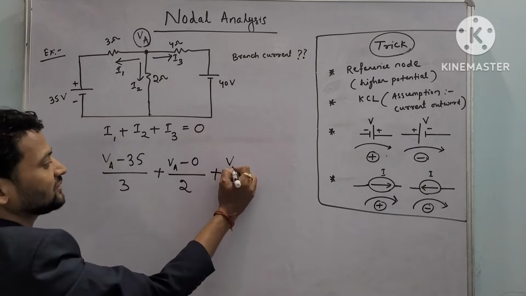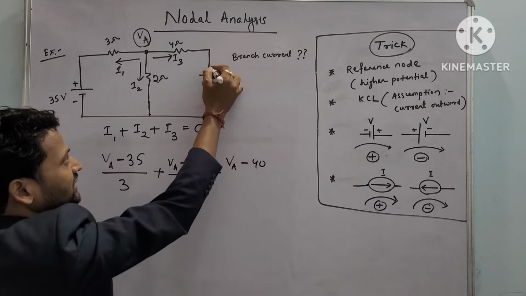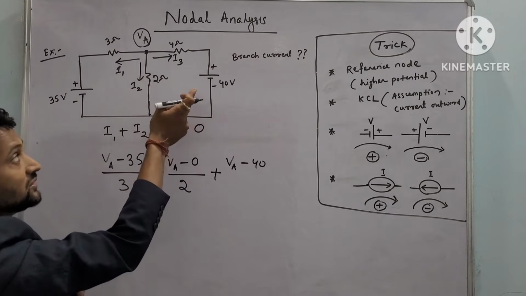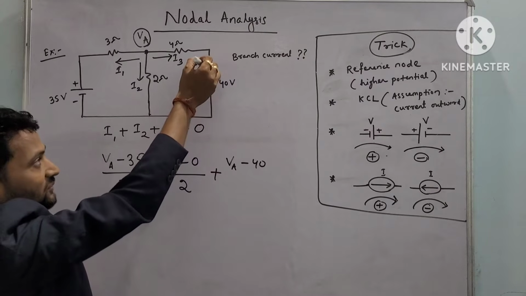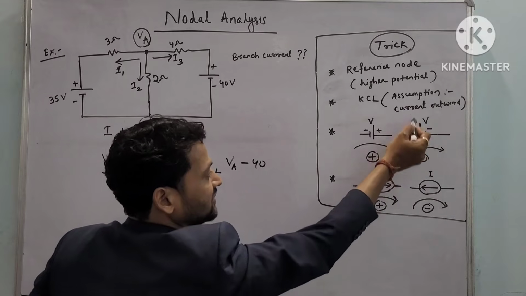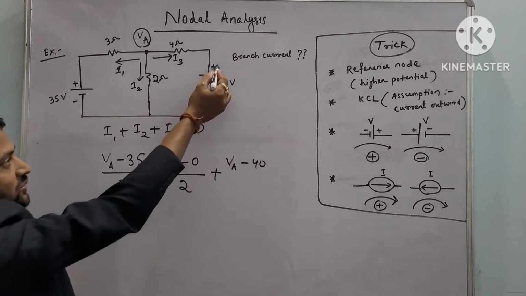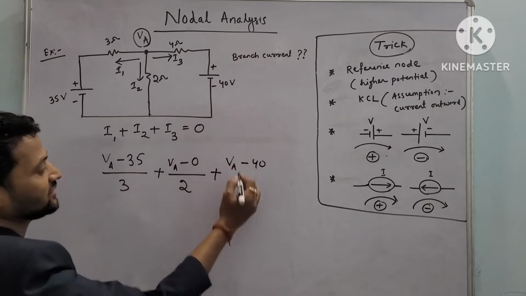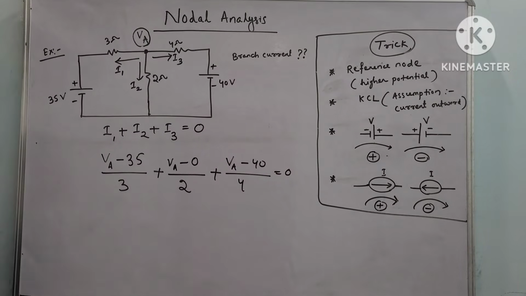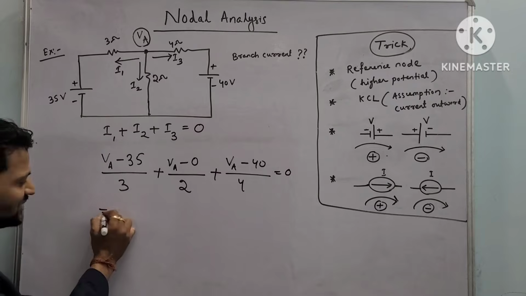VA minus 40. Why is it minus 40? Because this is the direction of current you assume, and it is going from the positive terminal to the negative terminal. It will be a fall in potential. The sign of V will be negative. So it will be minus 40 upon 4, which will be equal to 0. Done. The answer is done. Now it is very simple.